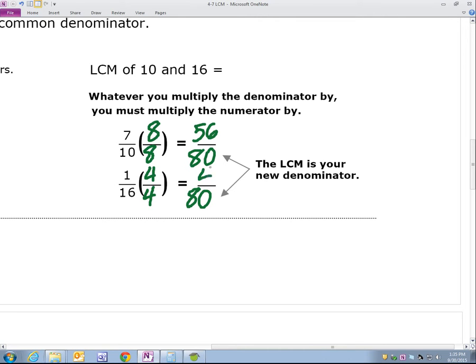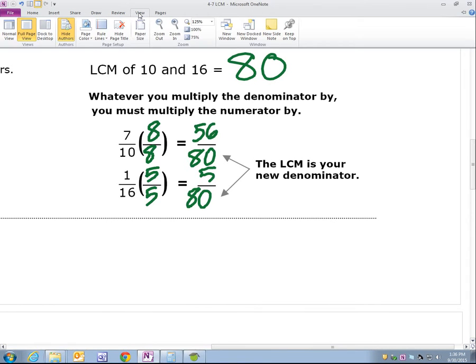And it's the same thing over here. So we have the least common denominator is 80. Five. Yep, you're right. I doubled one without taking half the other. Okay, good. Moving along.